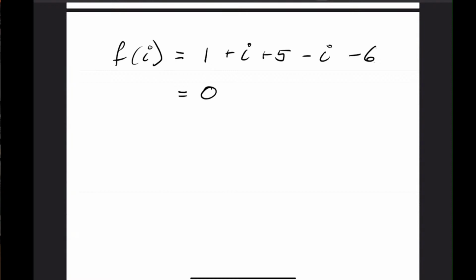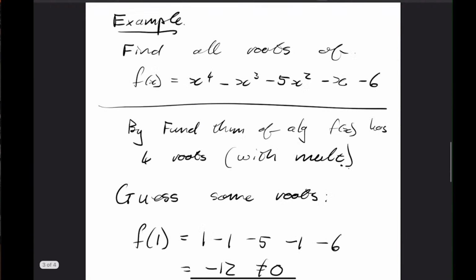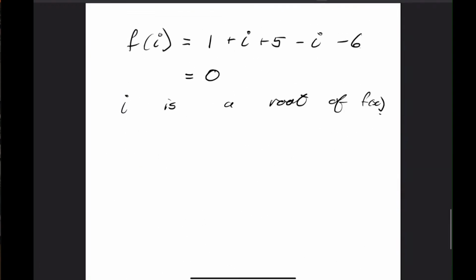Okay, let us try i. So f of i. And if we plug that in, what we get is 1 plus i plus 5 minus i minus 6. And what we get is 0. So we have i is a root of f of x. Okay, so now we have one root. And notice here our root is a complex number, i.